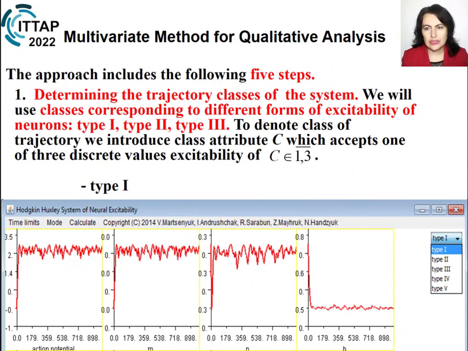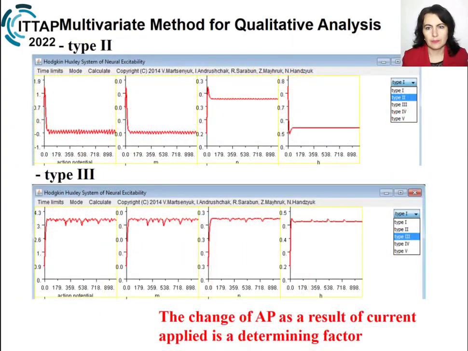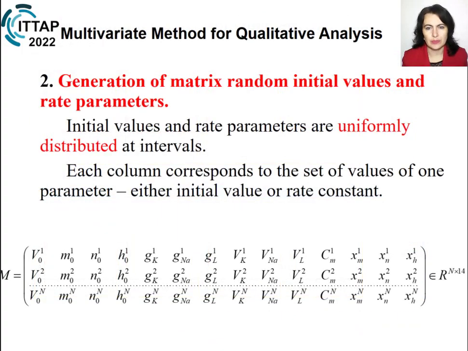The data mining technology, decision tree induction with the sequential coverage method, is applied in order to obtain certain knowledge structures for decision making. The approach includes 5 steps. In the first, we determine the trajectory classes of the system. Figures show a typical representation of 3 classes of trajectories, types of neuron excitability when the applied current increases.